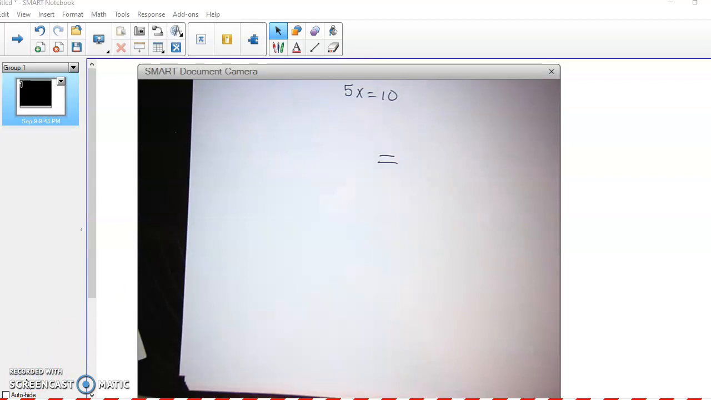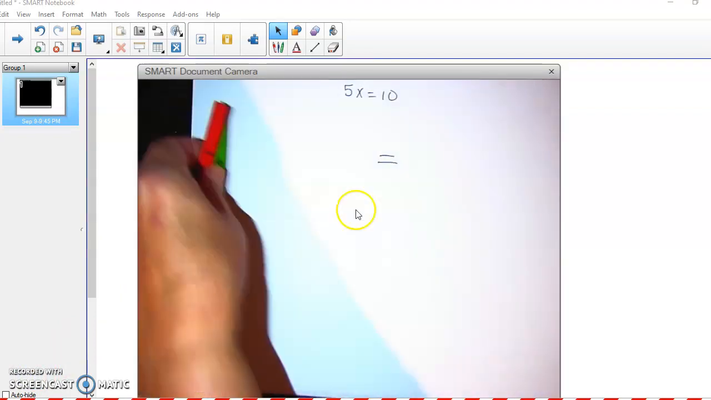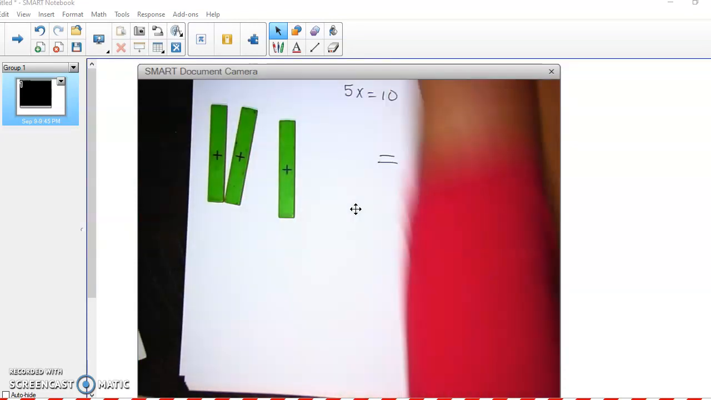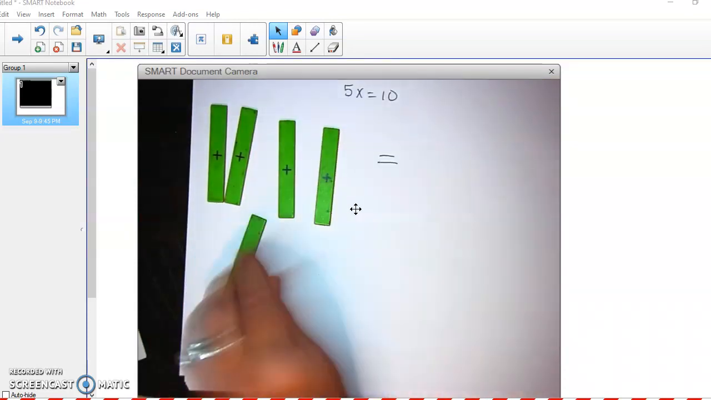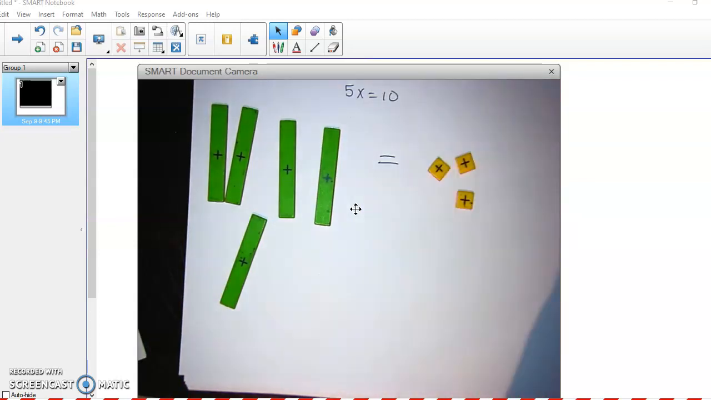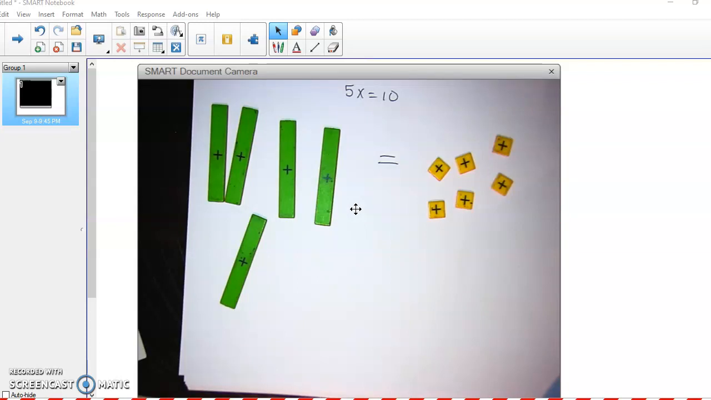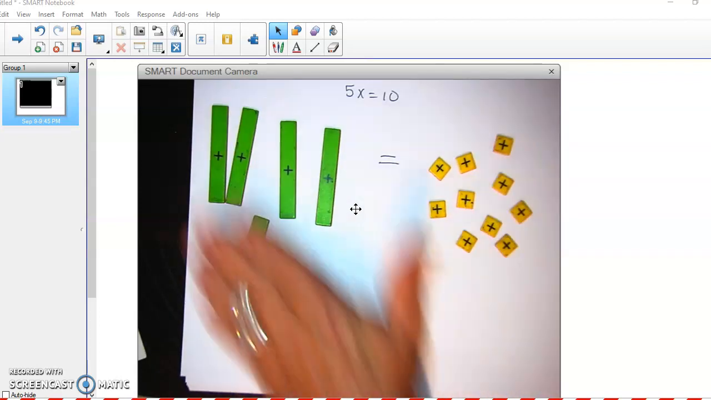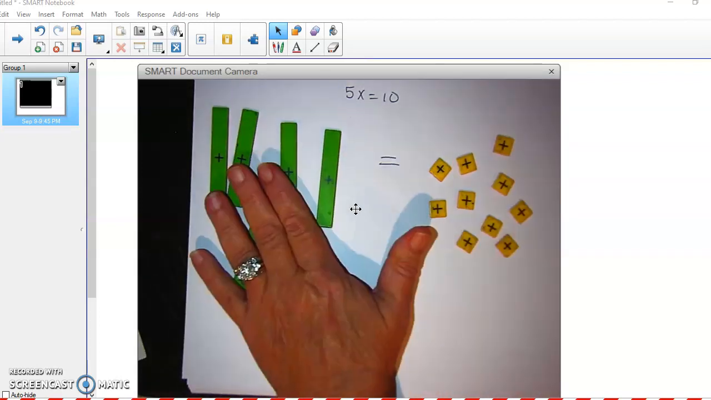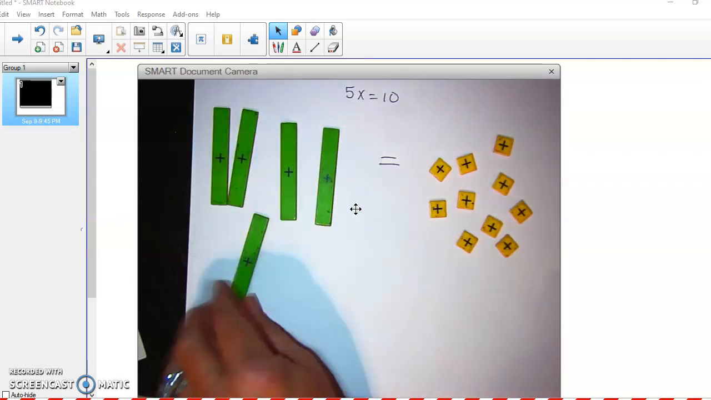Okay, so the next problem is 5x equals 10. So we're going to do 5 x's over here: 1, 2, 3, 4, 5. And then we have 10 on this side: 1, 2, 3, 4, 5, 6, 7, 8, 9, 10. Okay, so we want to see how many of these go for each x. So we're going to divide it up into 5 different groups.